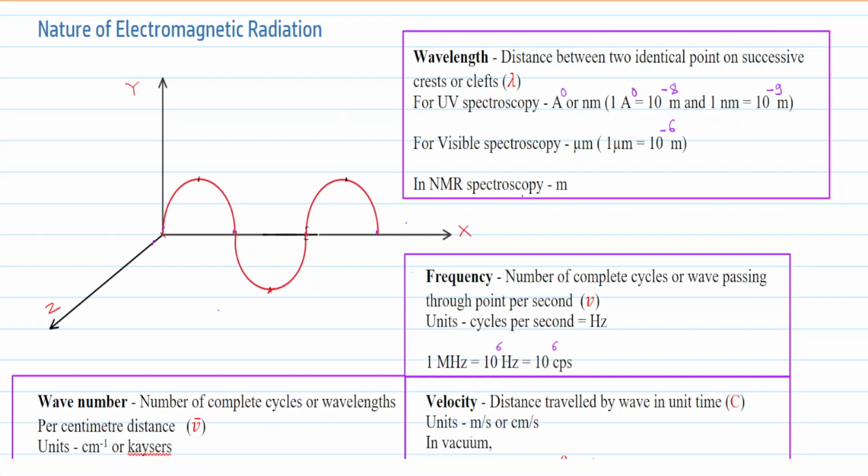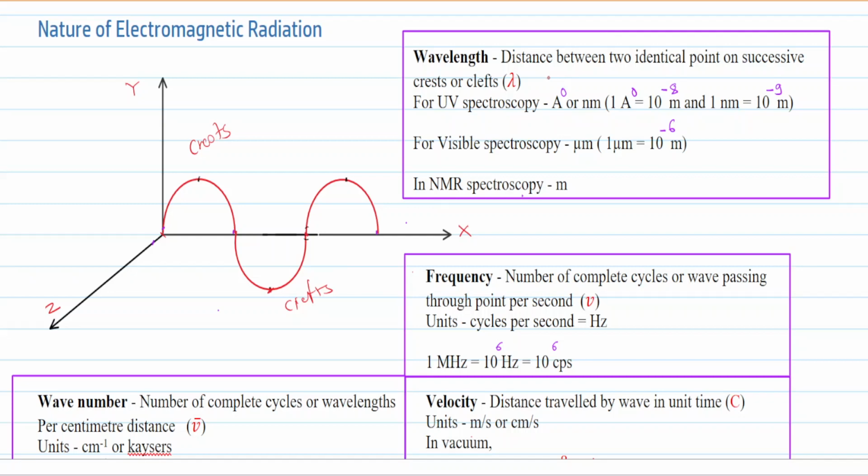The wavelength is nothing but the distance between two identical points on successive crests or clefts. So this is the wave, and this wave has two parts. One part is a crest and another part is the cleft. So this is the crest and this one is the cleft. Now we just have to consider two successive crests or clefts. This is the first crest and this is the second. These are the successive crests, and in the definition there are words like two identical points.